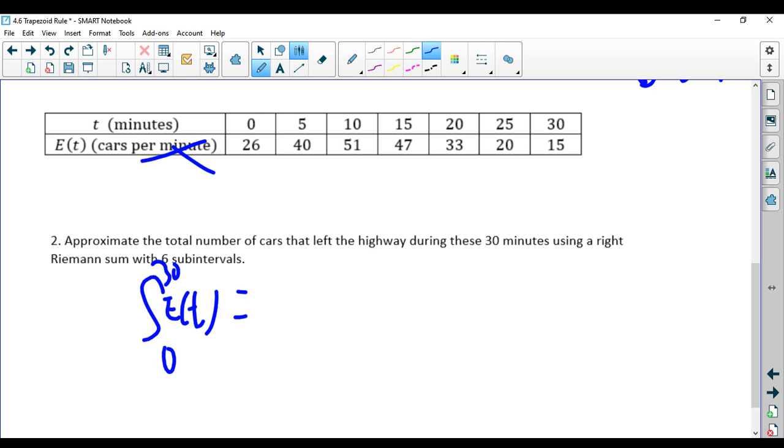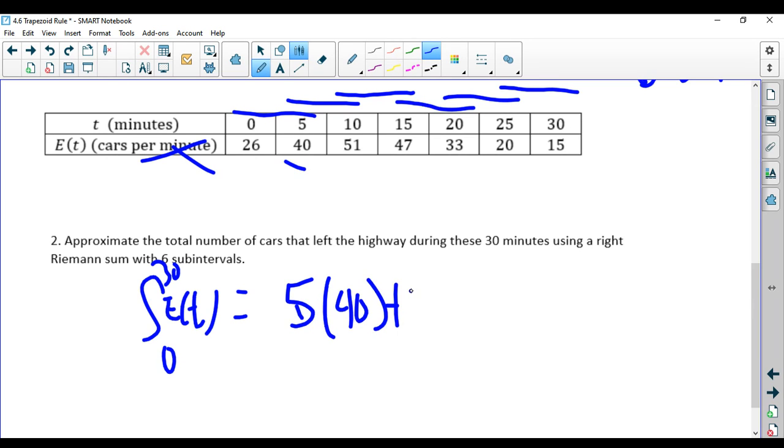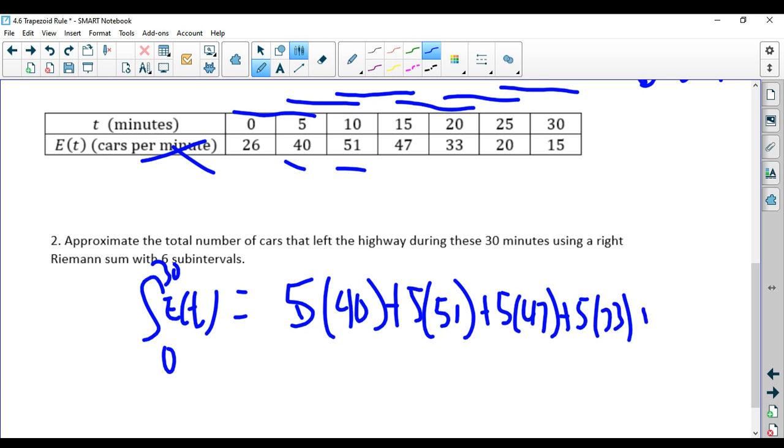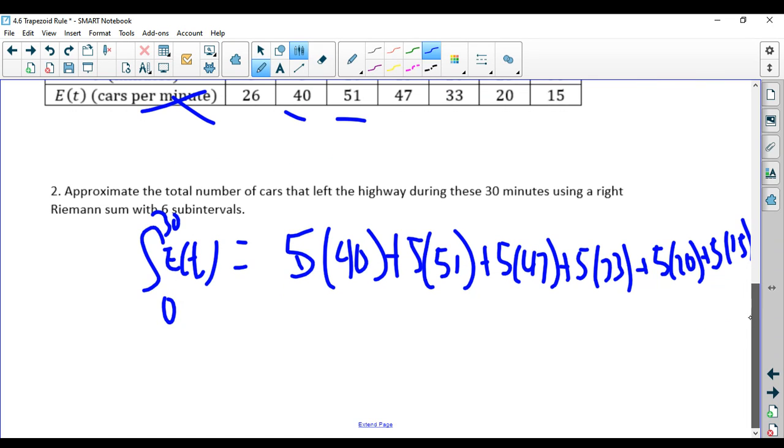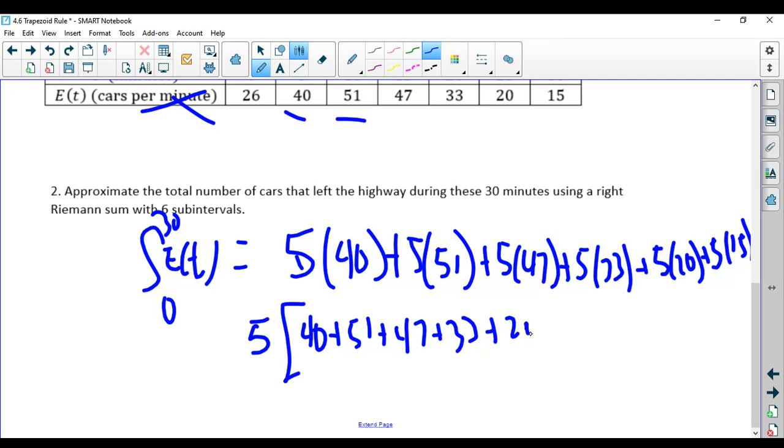But now we're using a right Riemann sum with 6 intervals. So first interval, second interval, third interval, fourth interval, fifth interval, sixth interval. All the intervals are 5 long, you can see, and we're going to use the right values. So we have 5 times 40 plus 5 times 51, and so on all the way to the end. Sorry about the mess. Just calculate it, or you can factor out 5. Just go 40 plus 51 plus 47 plus 33 plus 20 plus 15.